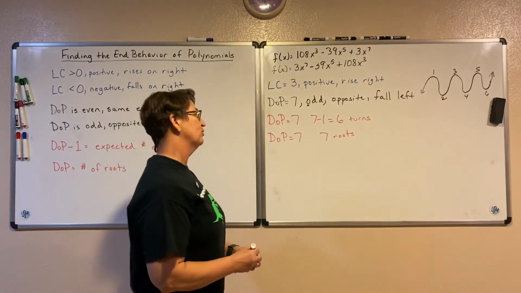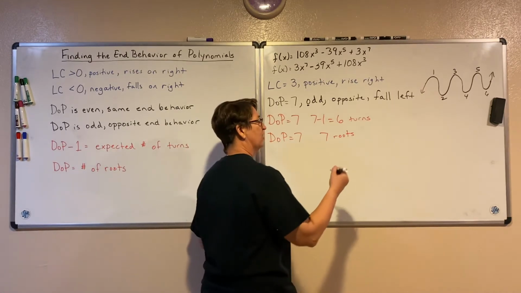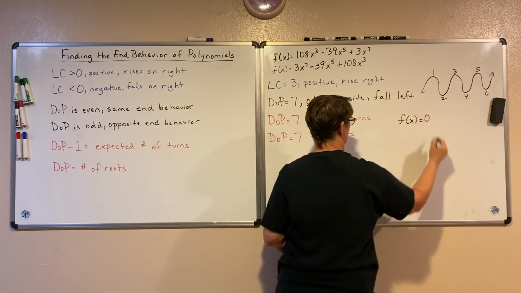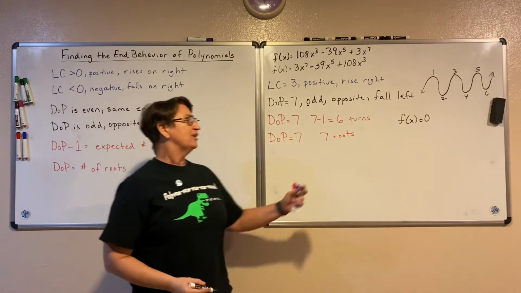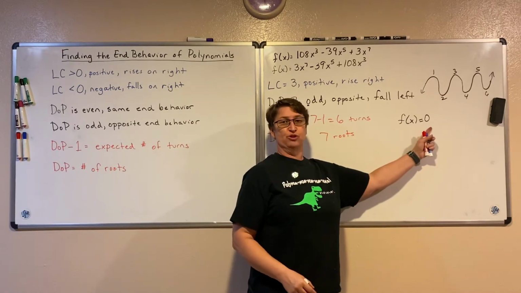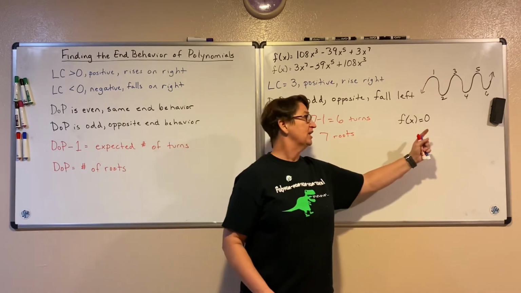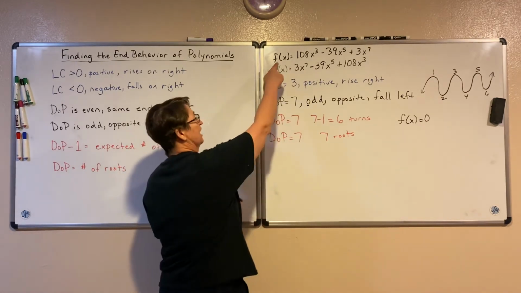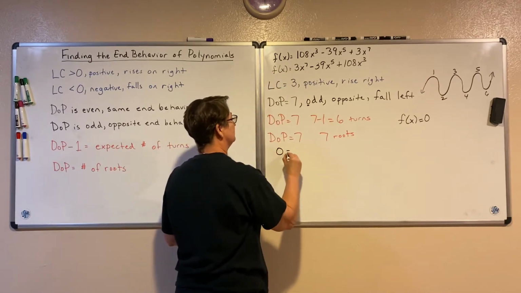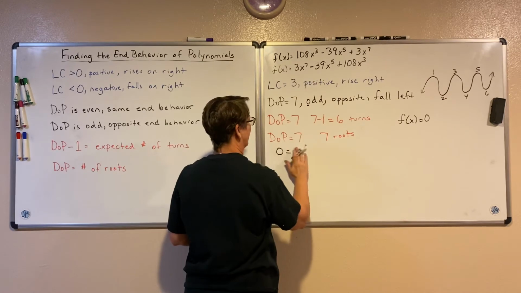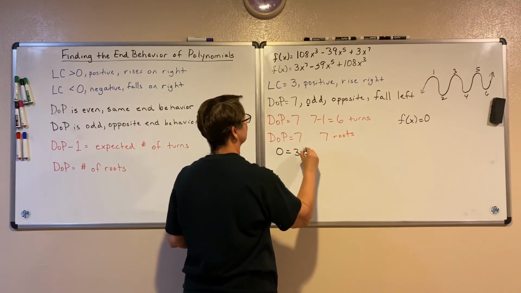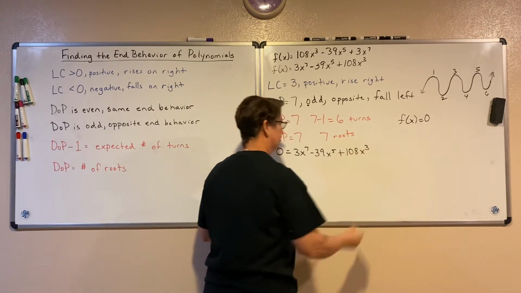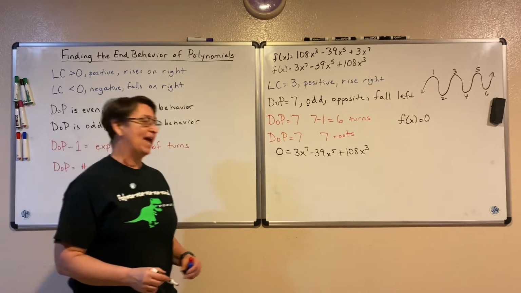Just for practice and review again, before we did f of 0, but what if I said f of x equals 0? In that case, I know that my y value is equal to 0. Let's substitute in 0 for f of x and see if we can find our x value. So I'm just going to take my f of x here and replace it with 0. And I'm going to use my descending order, 3x to the 7th minus 39x to the 5th plus 108x cubed. And I'm now going to solve for x.